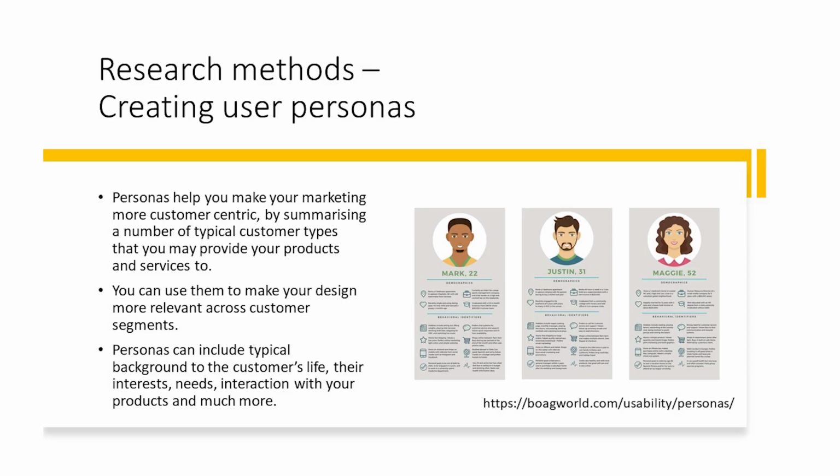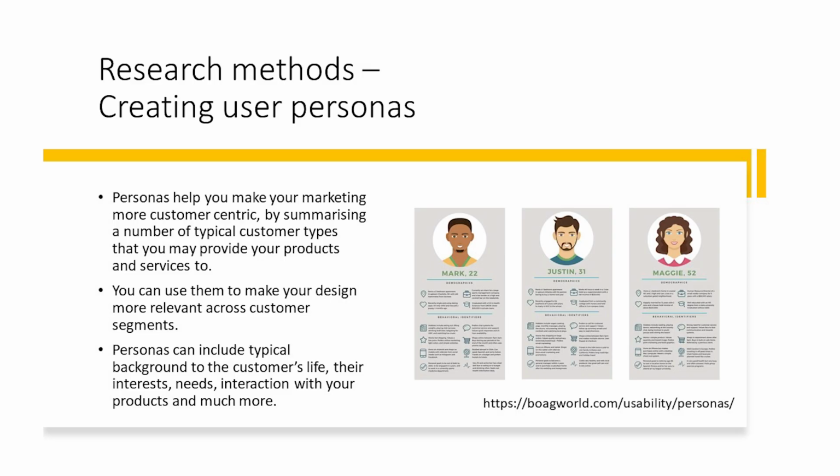So, these personas help you make your marketing more customer centric. They summarize a number of typical customer types. So, you might have 3 different types of customers that might use your product. One is a male in the 20s, one is a male in the 30s, and maybe a female in the 50s. And what might be their behavioral traits.